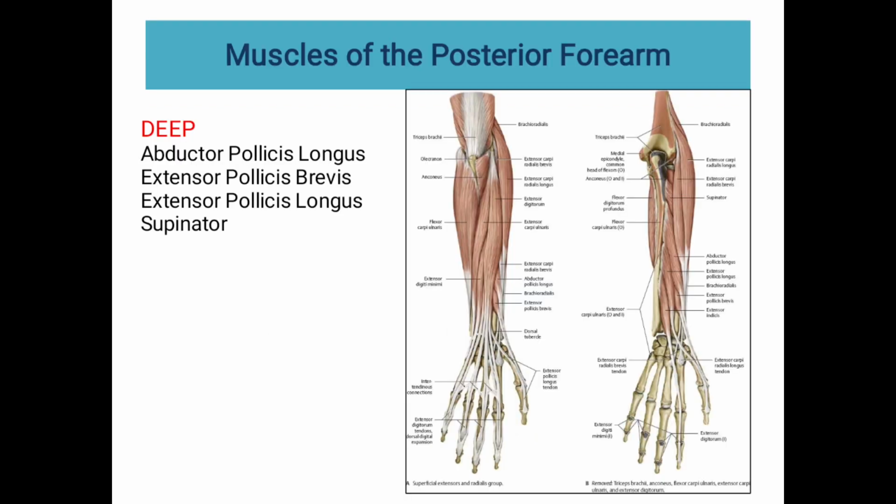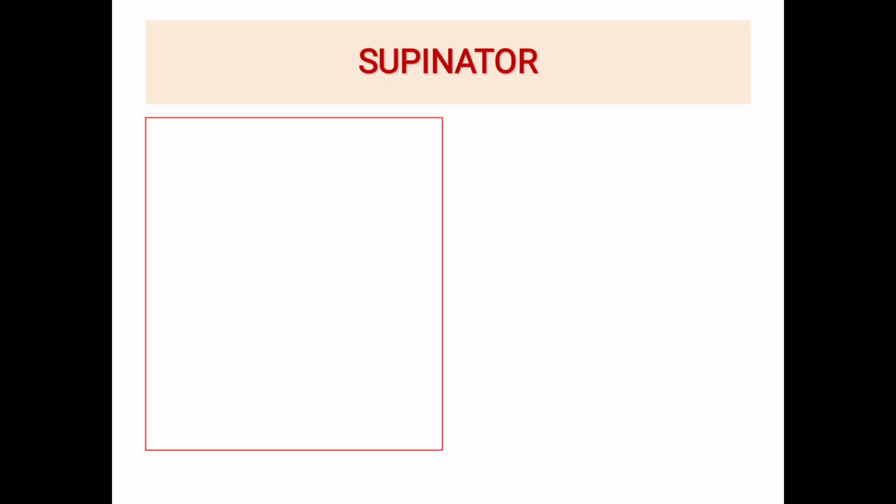Okay, so let's go now to the deep. Okay, so suppose sa anterior tatlo, you have superficial, intermediate, deep. But in the posterior, you only have superficial and deep. Okay, again, you have the pollicis. Okay, so most of the muscles of the deep group of the posterior forearm are composed of muscles that move the thumb. Okay, only one ang Y, the supinator. Okay, so let's discuss them. Okay, supinator.